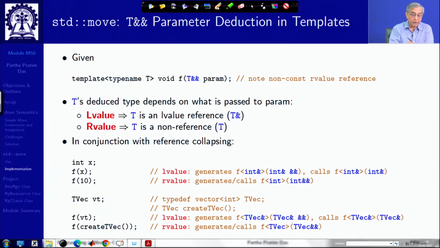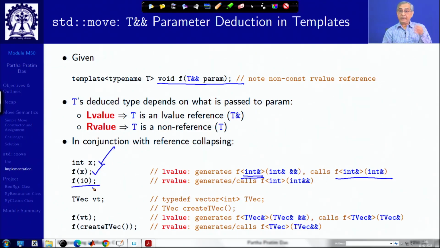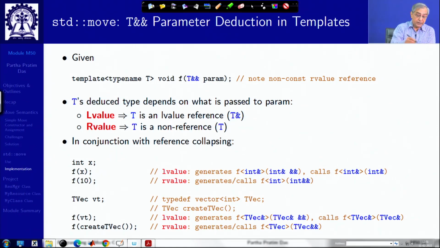Just try this code out yourself. Say I have an int x, and I have this function f with an Rvalue reference. If I call f(x), you will find that T is set as int&, so it calls the function as f<int&>. If I pass 10, 10 is a literal, so it is an Rvalue, and it calls f with int, which is int&&. In contrast, if I have a vector vt and I call f with that, I am passing an Lvalue, so it will naturally call f with vector<int>& because of reference collapsing.